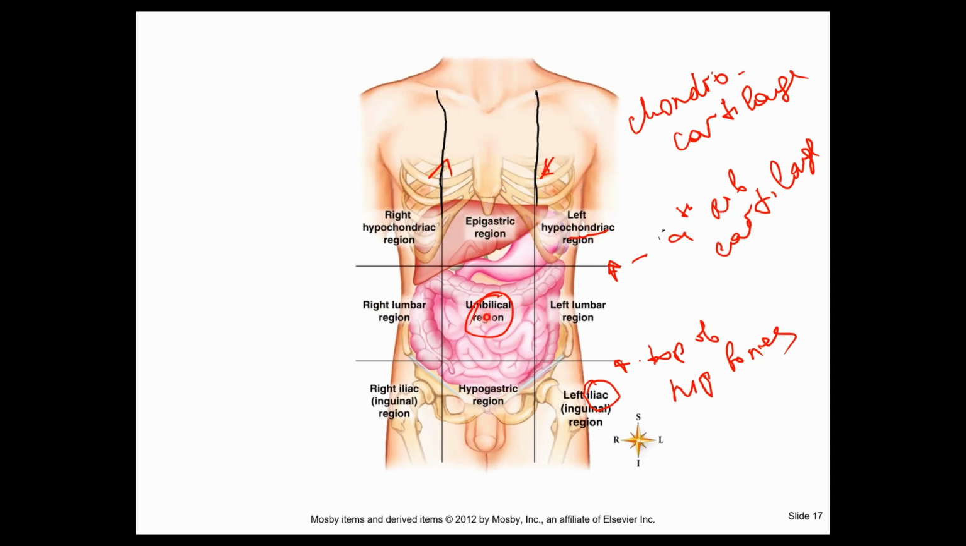Then you have the right and left lumbar regions. Now that's the lumbar spine. What does lumbar mean? Lumbar is the region in your vertebral column that consists of five vertebrae. Vertebra is the singular form. Vertebrae is the plural.